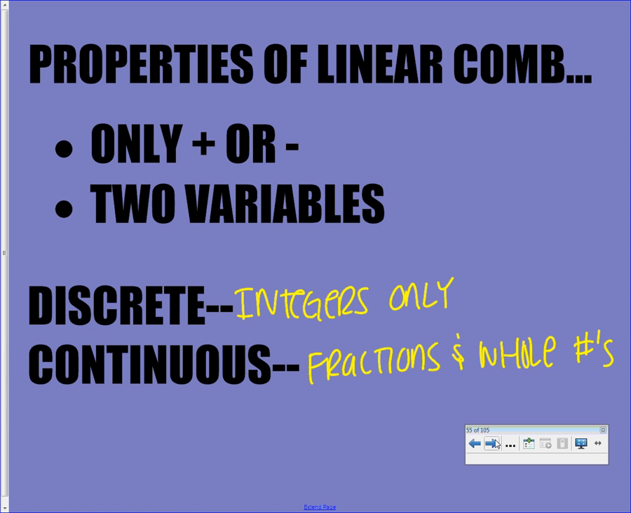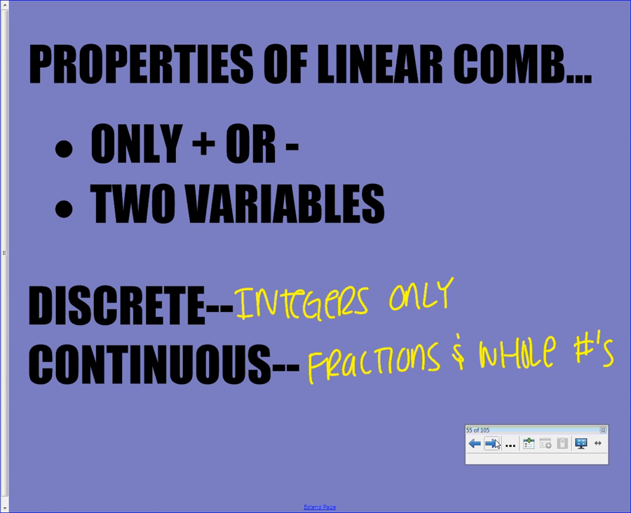Some of the properties are, the first one is we can only add or subtract, so there will be no multiplying or dividing between our variables, and there will always be two variables, so probably an x plus a y or an x minus a y, nothing like an x times a y. Okay, so adding or subtracting with two variables.